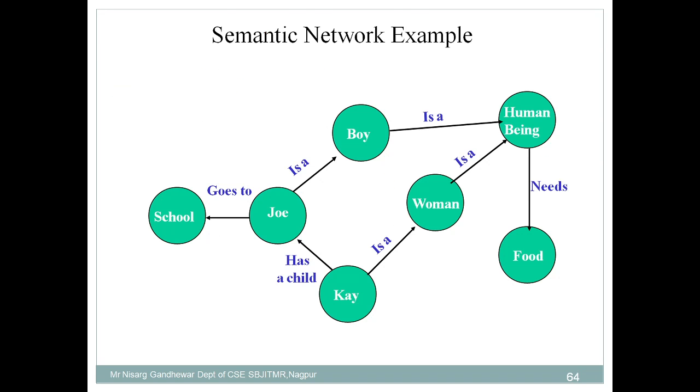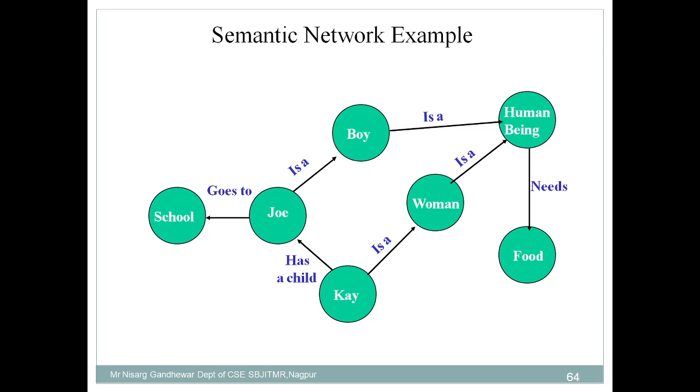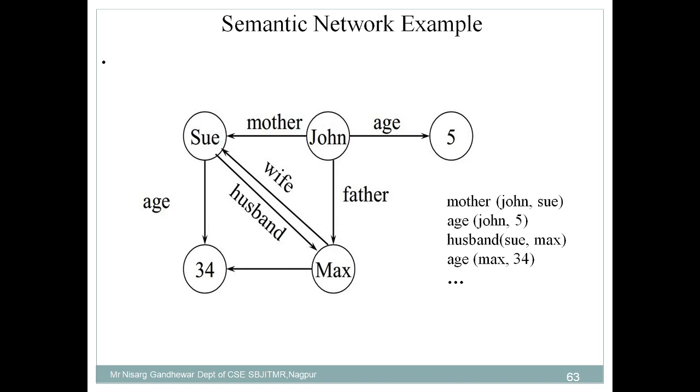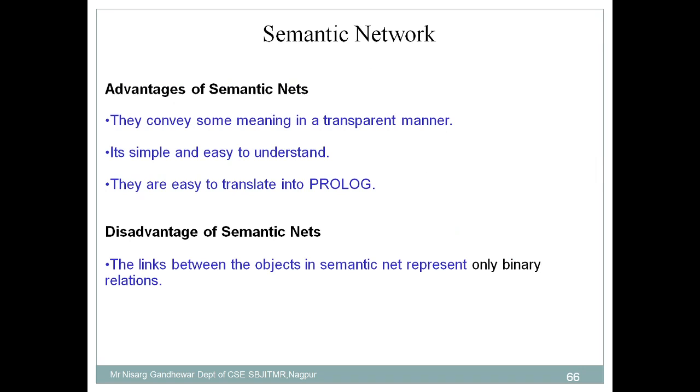So here I have shown you three different examples of a semantic network. It is a graphical representation of knowledge. This is the first one, this is the second one, and this is the third one. Now the next thing we need to discuss is the benefits and drawbacks of a semantic network. We'll discuss them one by one.